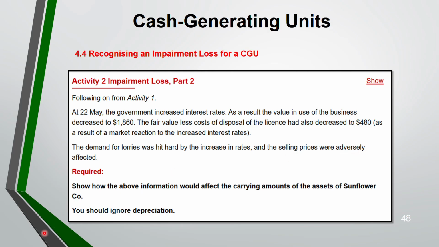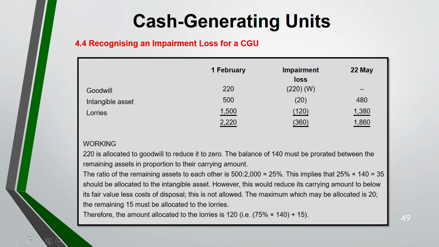So here, when you go to the answer, the recoverable amount is 1860, and they have already told us that for the intangible asset it's 480. So the balancing figure is 1380 for the lorries. So you can get 120 easily. Once you get the balancing figure, and 480, it is 500 minus 480, the difference is 20. So if you get this 20 and 120, now to get the goodwill, there is a working. Let's see this working here. This 220 is allocated to goodwill to reduce it to 0.